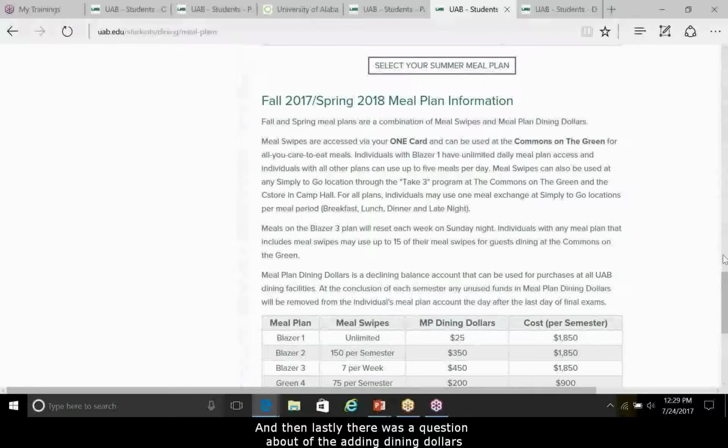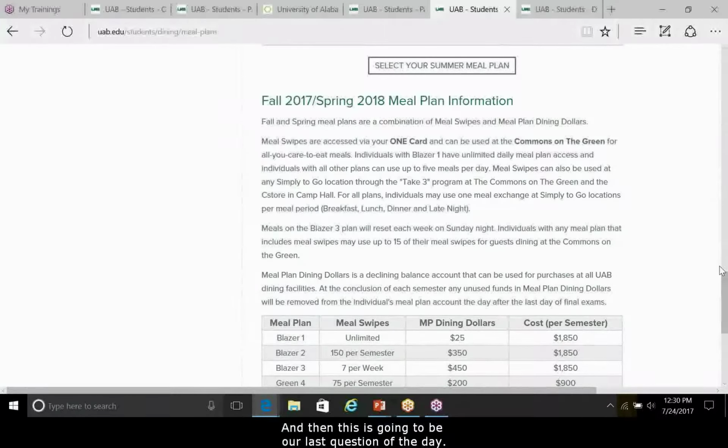And then lastly, there was a question about adding dining dollars if your student happens to run out of the meal plan dining dollars. Yes, we can always add additional dining dollars. We are happy to take your money in any way, shape, form, or fashion that we can in order to make sure your student eats. You can do that through the dining website. There's actually an option on there for you or anyone else that would like to give them some extra money to add it directly to your student's card.